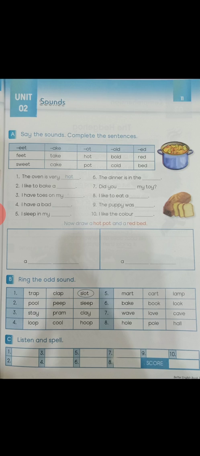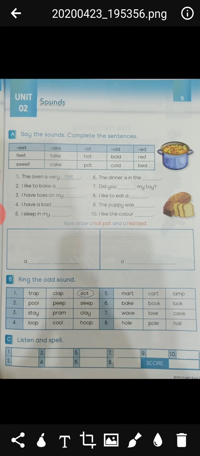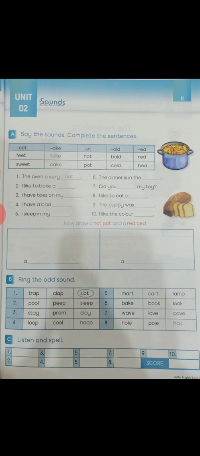Number 4, loop, cool, hoop. These 3 words have same sounds. No odd sound here. Loop, cool, hoop. Oo sound in 3 words. So we will not circle any sound.